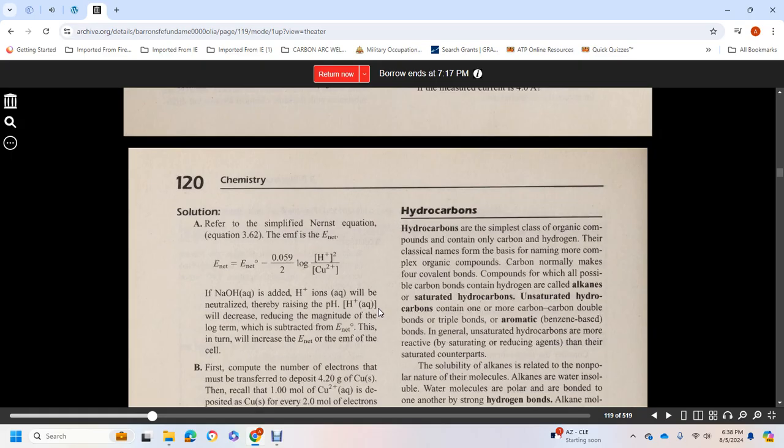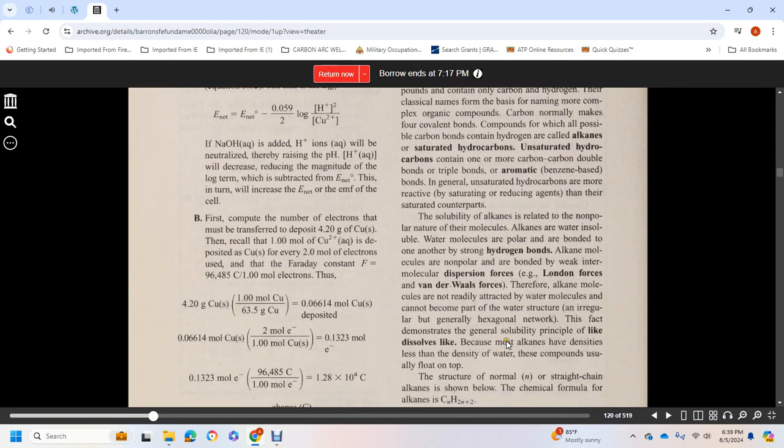Hydrocarbons are the simplest class of organic compounds, containing only carbon and hydrogen. Class names form the base for the naming. In organic compounds, carbon normally makes 4 covalent bonds. Compounds with only single carbon bonds containing hydrogen are called alkanes, saturated hydrocarbons. Unsaturated hydrocarbons have 1 or more carbon-to-carbon double bonds, or triple bonds. Aromatic benzene-based compounds are generally understood as unsaturated hydrocarbons, more reactive than their saturated counterparts.